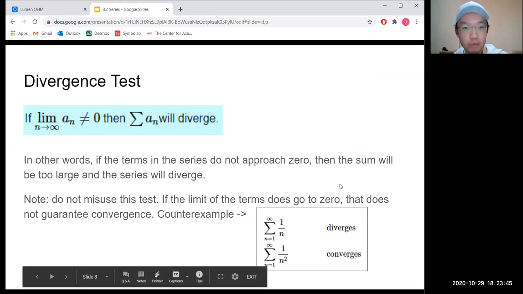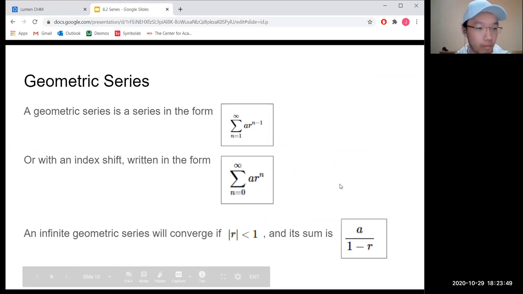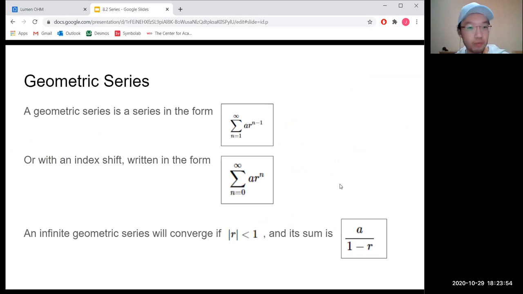Okay, so moving on. Next thing we're going to talk about is a geometric series. So we looked at a geometric sequence before. Now we're going to look at geometric series. So it's pretty much the same thing, just with the summation sign because it's a sum now.